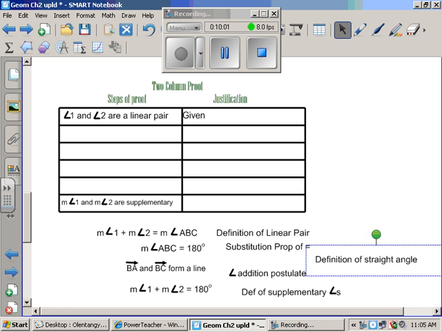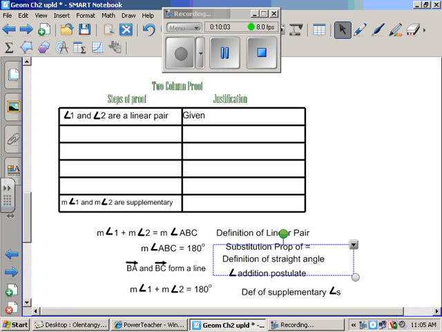Okay. Does everybody understand how we got those two categories? No? All right, so what can we say based on the fact that we know that it's a linear pair? Which one of these can go there?